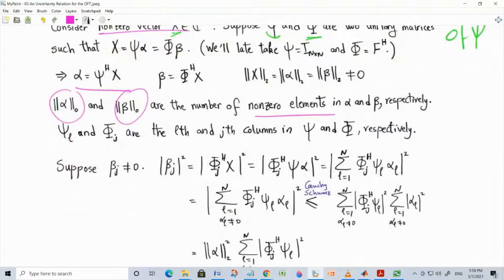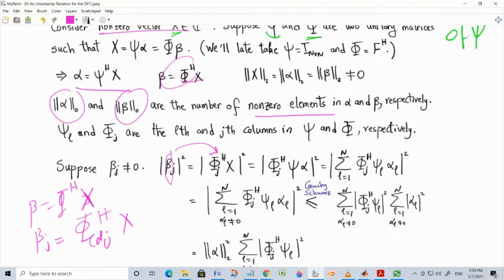So here is the idea. Take beta j. So beta j is element j here, okay? From here we know beta is phi Hermitian x, and so beta j is the jth component. It is phi column j, which I denote as phi j Hermitian x. So write down beta in terms of phi and x.